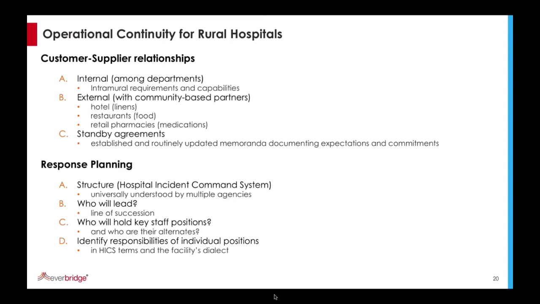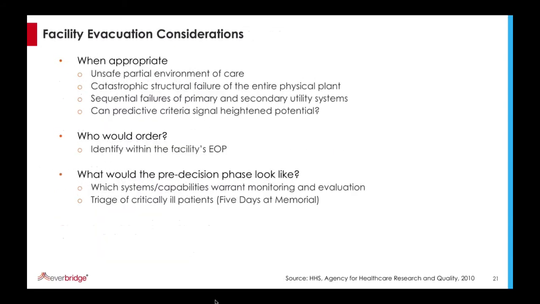But key questions which should already be in your emergency operations plan are who will lead the emergency, who will hold staff positions, who are their alternates, and identify responsibilities for each of those, not only in terms that are understood by others through the incident command system, but within your own facility, based on the specialized language that you may use to describe those core functions.